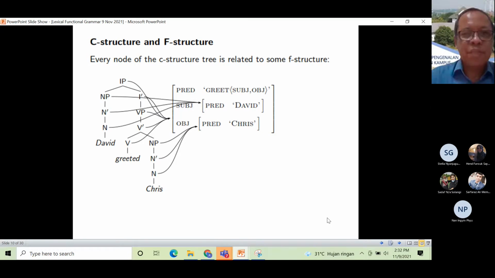For example, "David greeted Chris." The predicate is greet, and it needs two arguments, subject and object. The subject is David, the object is Chris. So you can see the subject goes to David, and the object NP keeps the information on the object, which is Chris. And the verb, the VP, the I-bar, and the IP, the whole one, refer to the whole functional structure.